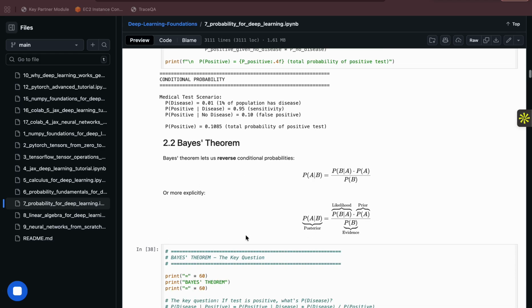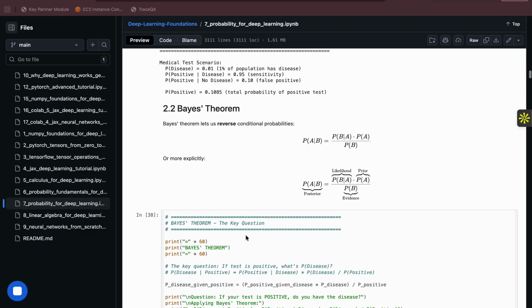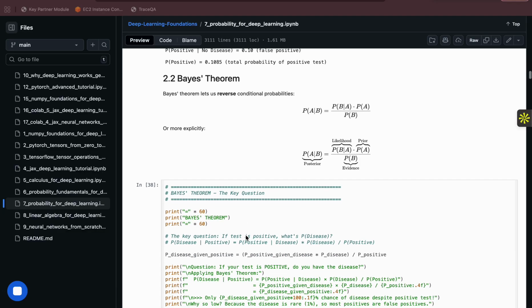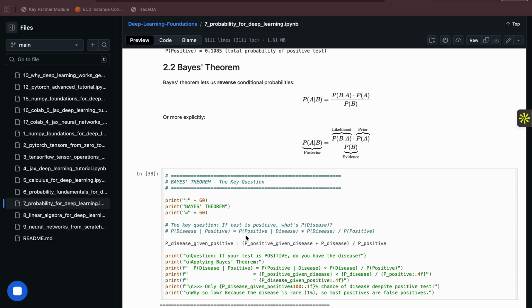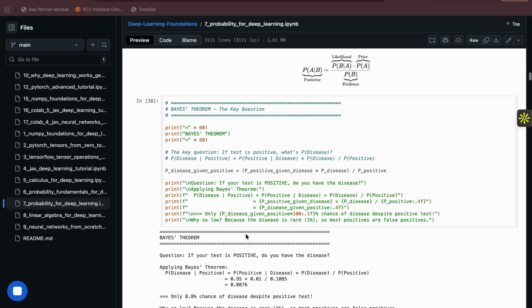Next, we apply Bayes' theorem to calculate the probability of having the disease given a positive test result, showing that it's only 8.7% despite 95% testing accuracy.